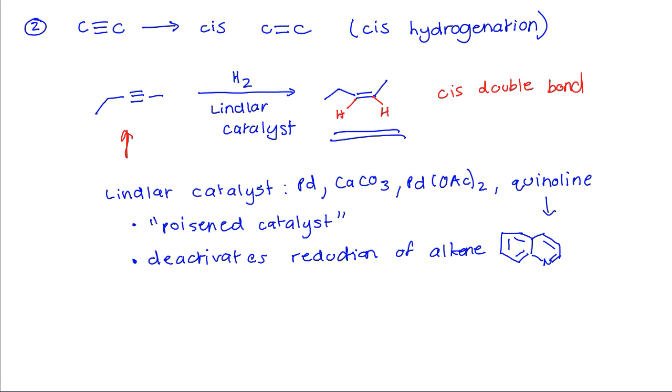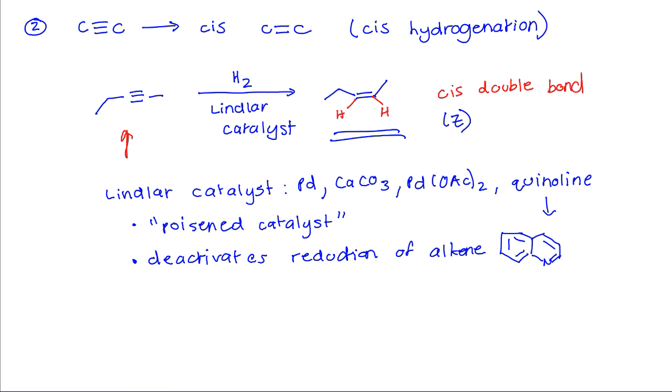Remember that the hydrogen first, that HH bond is broken and the hydrogens are bound to the catalyst. So when the double bond approaches, those hydrogens have to add from the same face. So that's where we get the cis double bond, or we could call it a Z double bond.